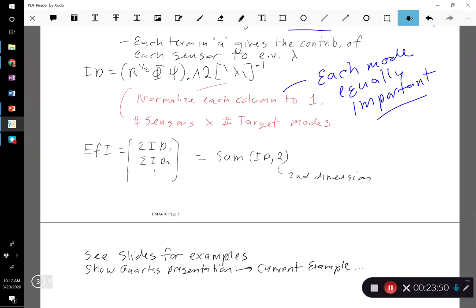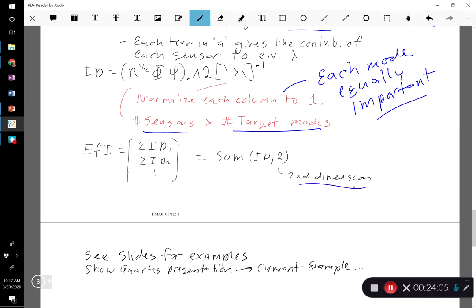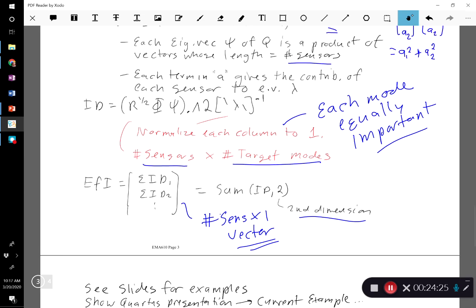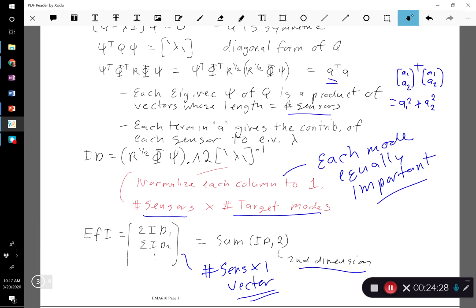So anyway, this is a matrix that's the number of sensors by the number of target modes. And if you just want to know the importance of each sensor over all of the target modes, we take the sum along each row, and this then gives us a vector. This is just a number of sensors by one vector that tells us the effective independence, or the value of each sensor. And that's the basic idea of the algorithm, or that's the metric that the algorithm is based on.